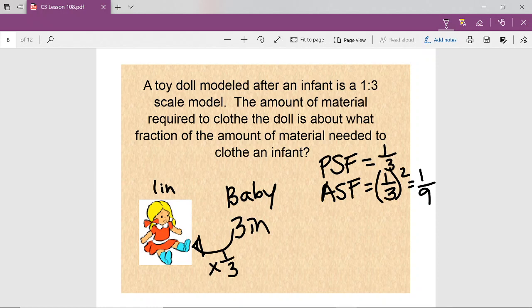Well, hopefully you see the relationship between all of these scale factors a little bit better now, along with being able to decipher if something is actually a similar solid and using those scale factors in context. I hope this helps with your homework and for studying.